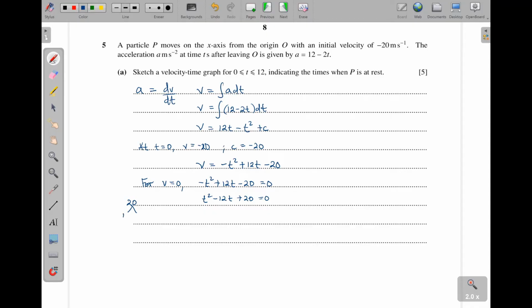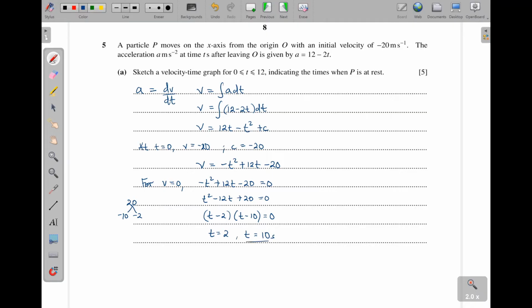That one is going to be 10 and 2. When I add them, they give me negative 12. That means these two numbers are negative. So I have t minus 2 and then t minus 10. Remember, you have to show the examiner how you have solved the quadratic equation. So our t is equal to 2 and then our t is equal to 10.